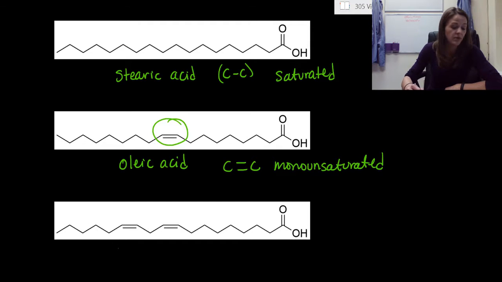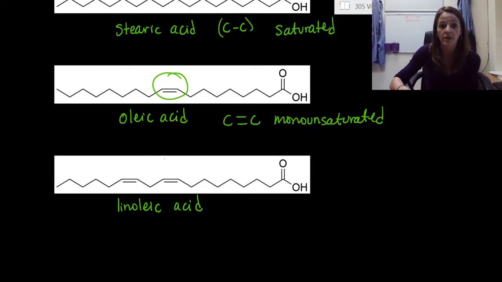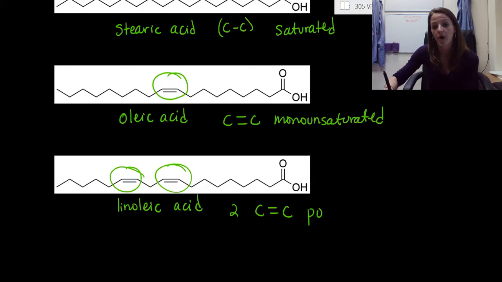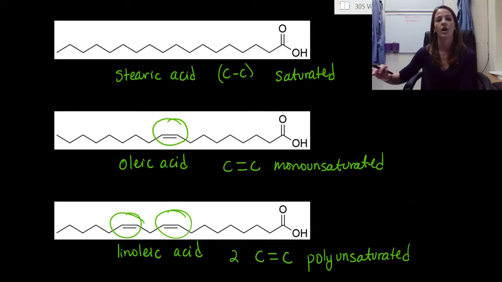All right, so now let's look at our last one. Let me find my pointer there. This is called linoleic acid. The first thing I see here is that it's primarily carbon-carbon single bonds, but immediately I identify one carbon-carbon double bond and another one. So we have two carbon-carbon double bonds. This would be considered a polyunsaturated triglyceride. So our first one, all carbon-carbon single bonds, saturated. The second one, one carbon double bond, monounsaturated. The third one, two or more carbon-carbon double bonds, has to be considered polyunsaturated.